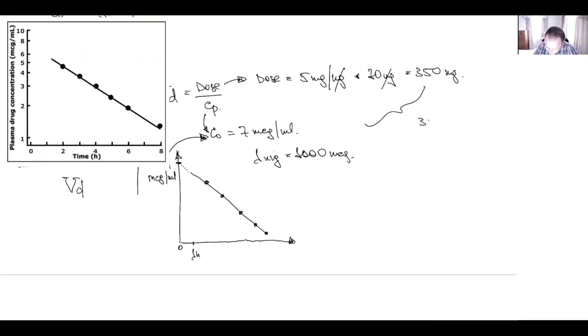Look, we have 350 milligrams over 7 micrograms per milliliter. And here you should check units. Here we have milligrams, and in the denominator we have micrograms. It is inappropriate. We can't do that. So we should convert either milligrams to micrograms or micrograms to milligrams.